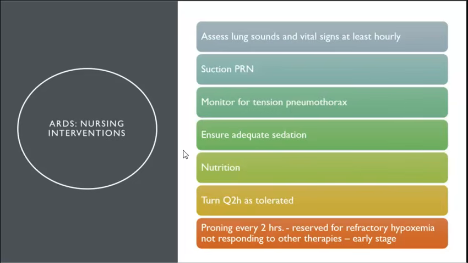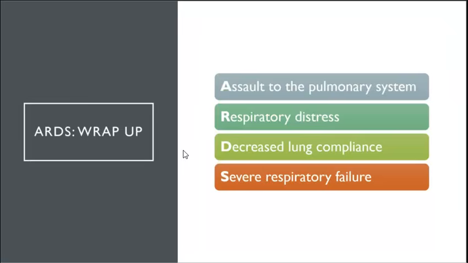So proning is reserved for refractory hypoxemia when they're not responding to other therapies. It's typically done in the early stages. So ARDS in our wrap-up. It is an assault to the pulmonary system. It is respiratory distress. We have decreased lung compliance because you're no longer having gas exchange. The alveoli are collapsing. You have a massive release of inflammatory response, so your cytokines and your white blood cells, your mast cells, and then your surfactant is decreased, and that's going to put you in severe respiratory failure.